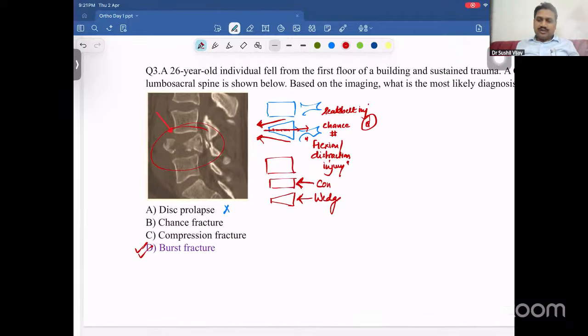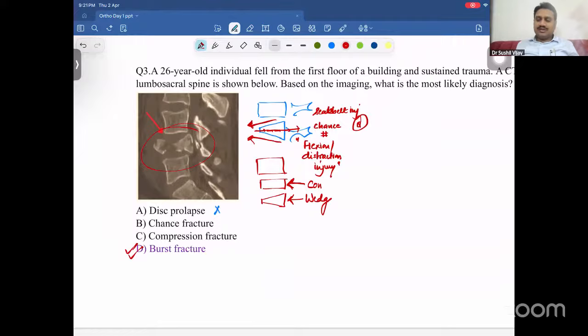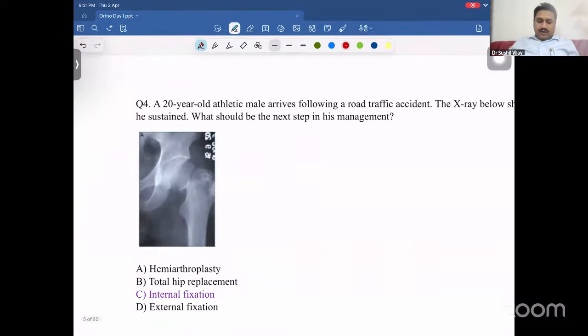It is wedge. This is not whiplash. Whiplash is a sprained neck, an injury to the neck when somebody is driving very fast, right? Hyperextension followed by sudden flexion like this. That is whiplash. Okay. Let's go, next one.